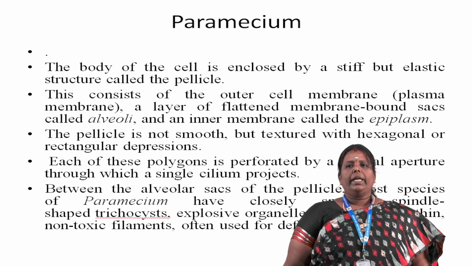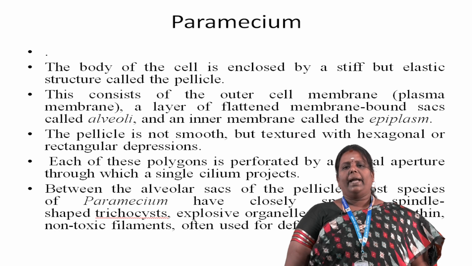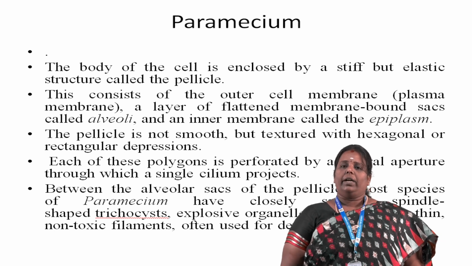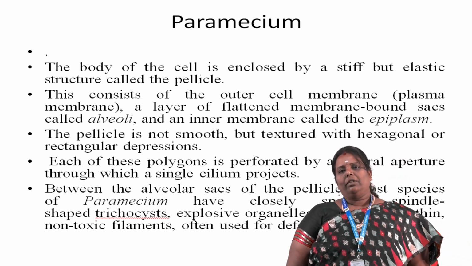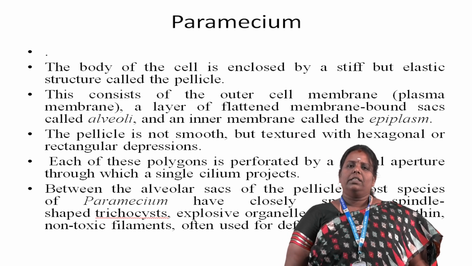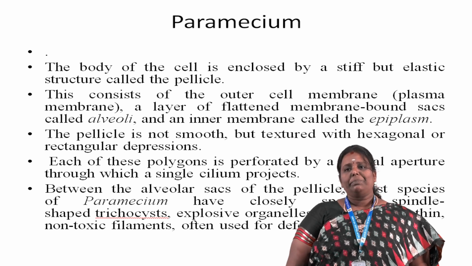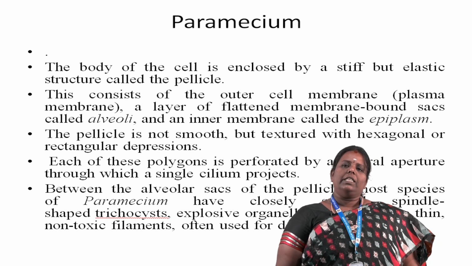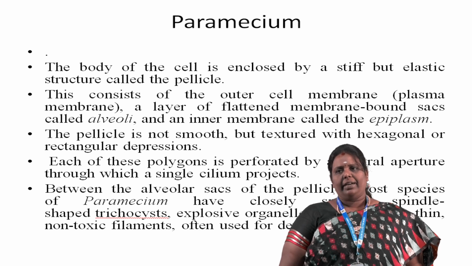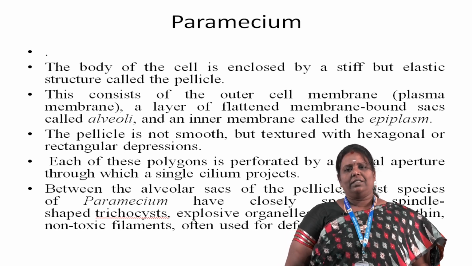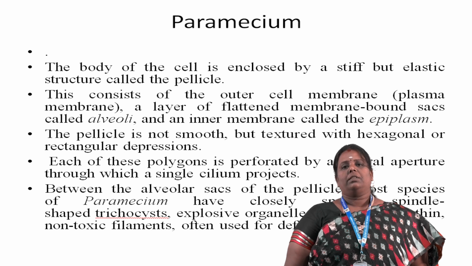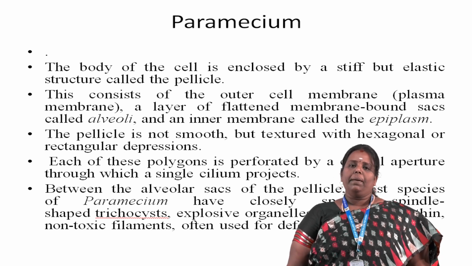Next, the body is enclosed. I have already explained the diagram. The body is enclosed in the pellicle. The body is fully covered by a stiff but not elastic, tight substance called the pellicle. This consists of an outer cell membrane, otherwise called the plasma membrane, and a flattened layer; the membrane also contains sac-like structures. The sacs are called alveoli. The membrane is called the epiplasm, that is, endoplasm and epiplasm.